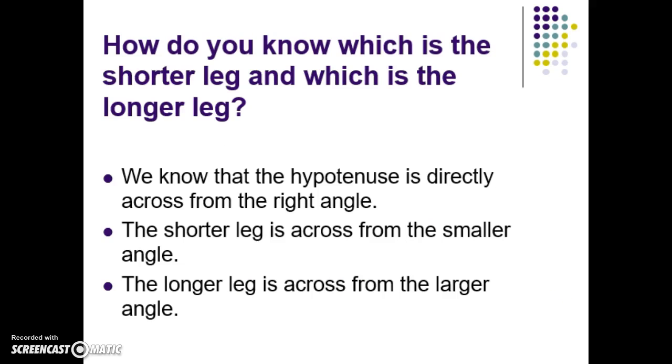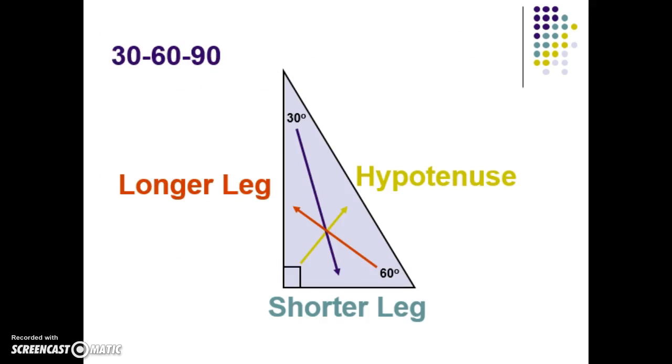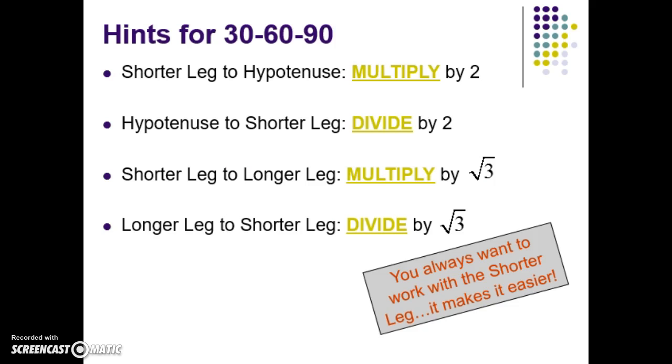So the hypotenuse again is always directly across from the right angle. The shorter leg will always be across from the smaller angle, for us the 30-degree angle, and the longer leg is across from the larger angle, the 60-degree angle. So we just did this a while ago. We have the short leg, the long leg, and the hypotenuse, and we know where they belong on that 30, 60, 90. We also talked about these relationships in order to find the measures of all three sides.